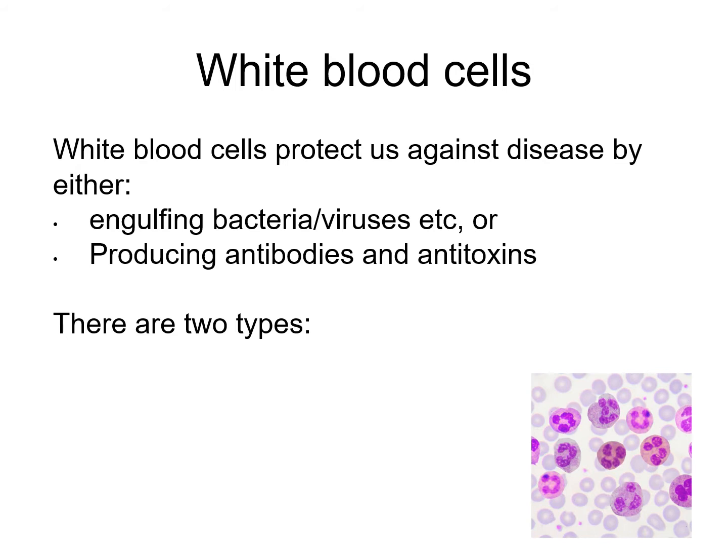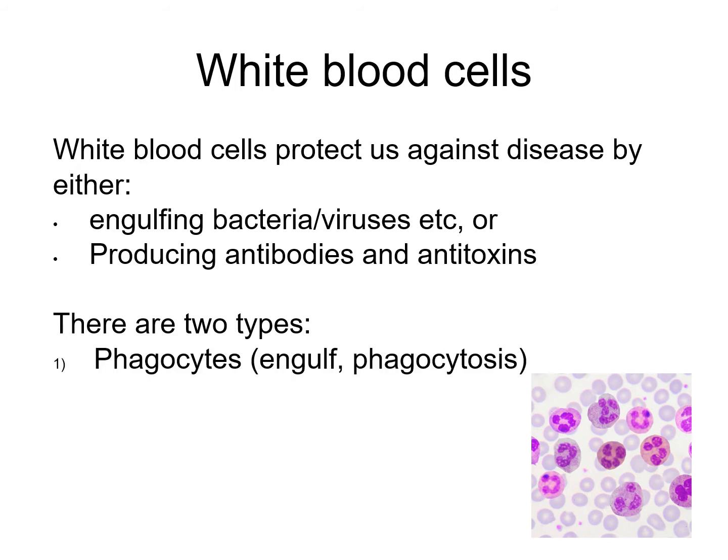There are two types of white blood cell. The first one is called the phagocyte. They're the ones that do the engulfing, and that engulfing process is known as phagocytosis. So phagocytes carry out phagocytosis. And the other type, the ones that produce the antibodies and antitoxins, are known as lymphocytes.